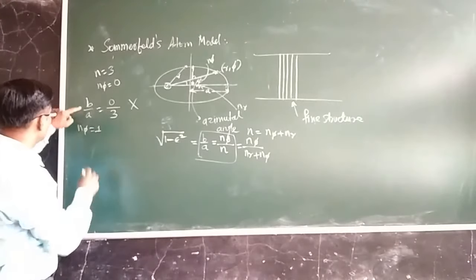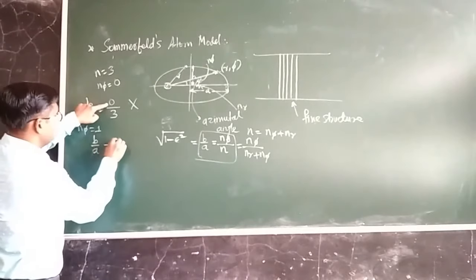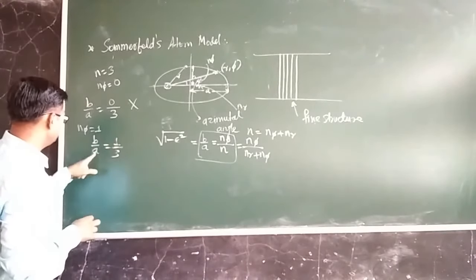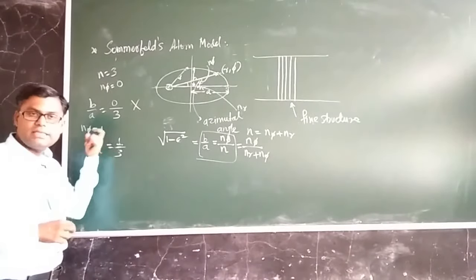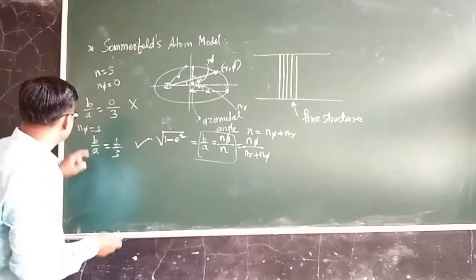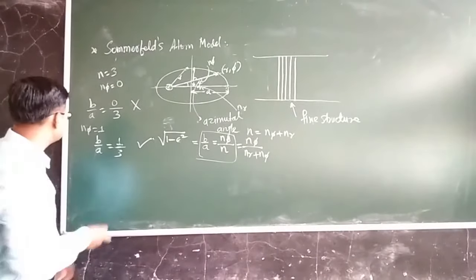Now when n phi is equal to 1, this b by a will be equal to 1 by 3. So b equals a by 3. So the length of the semi minor axis will always be less than the length of the semi major axis. So that is true, so this is allowed. It means that n phi equal to 1 will be allowed for this particular case.